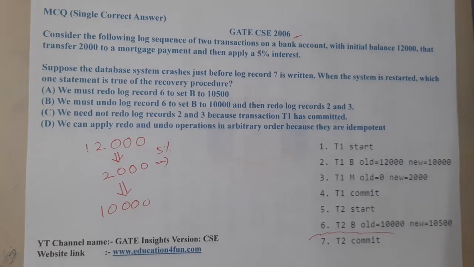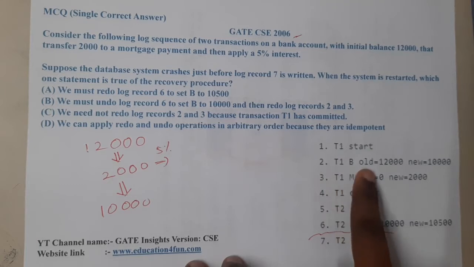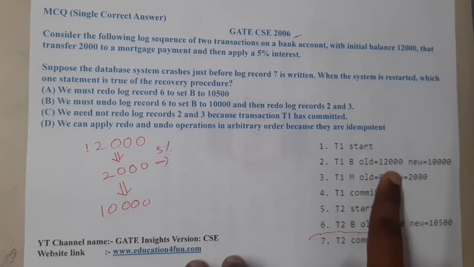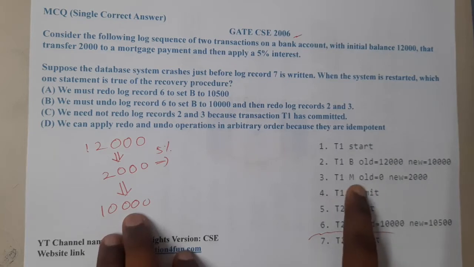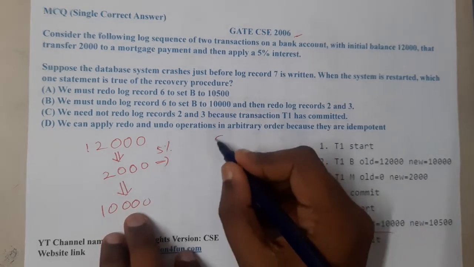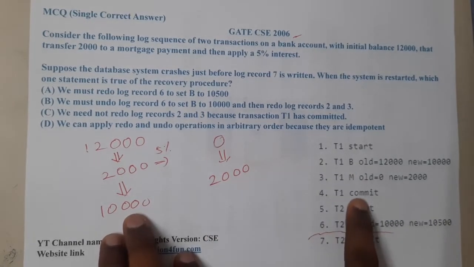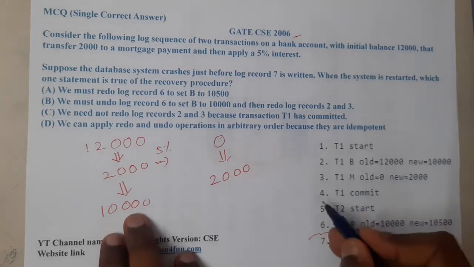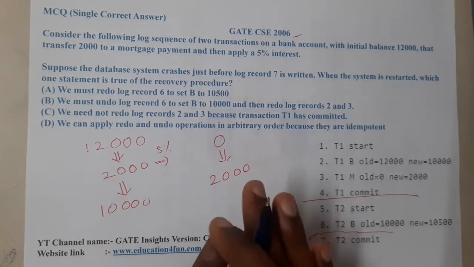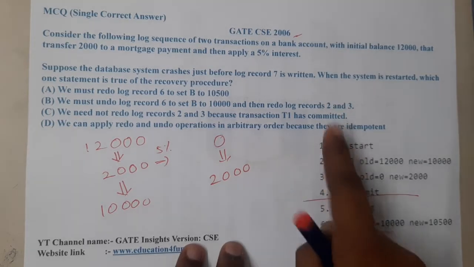Okay, so what are they doing first, guys? T1 is saying start. T1 says balance old is 12000, balance new is 10,000. T1 mortgage account old value is 1000, and the value has been incremented to 2000. And T1 is committed. Now moving on to T2. So basically the transfer of amount has been done completely, right? Yes, so the only step which failed is that increment of the 5%.